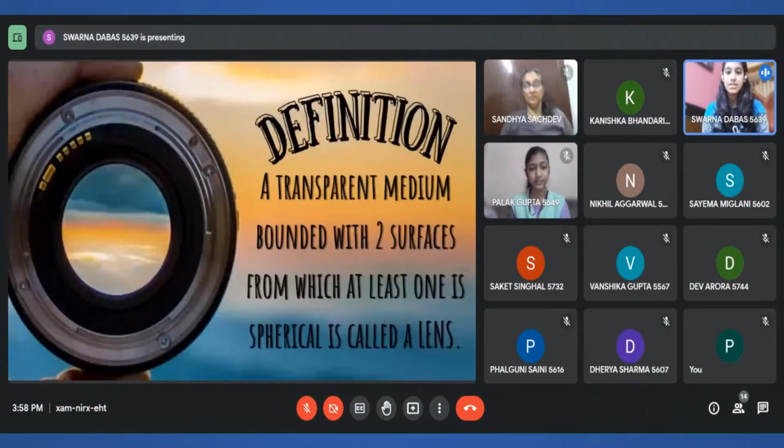The definition of lenses first. A transparent medium bounded with two surfaces, from which at least one is spherical, is known as a lens.